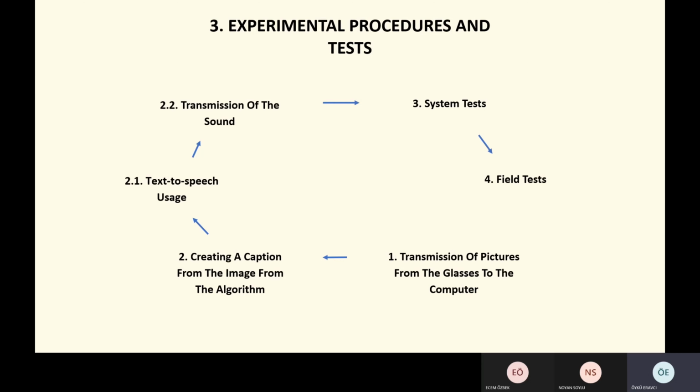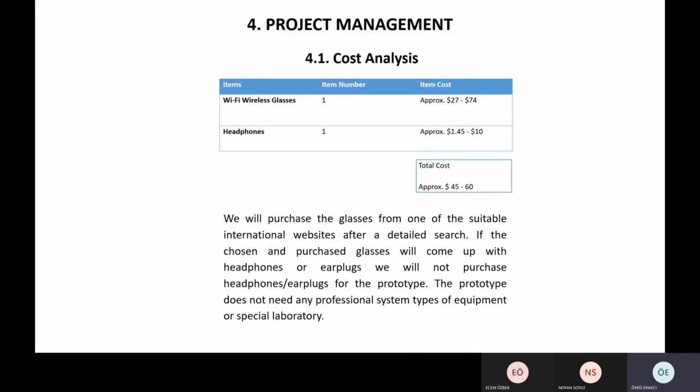Transmission of the sound: the sound from the text-to-speech will be heard from the speakers which the user will use. The Bluetooth connection and understandable sounds are important as the final steps of the execution of the system. System tests: we test the whole prototype by getting images, transferring these images to captions, these captions to sound, and finally to the headphones. Field tests: after testing the system at home, we will test the system in the streets, capturing images from real-life video. Let's look at the fourth part of this presentation, cost analysis.